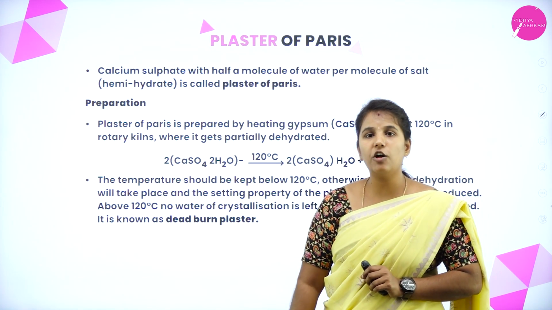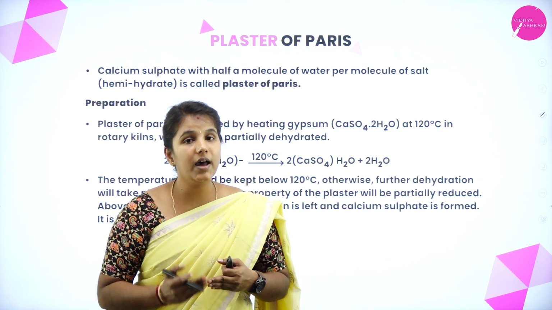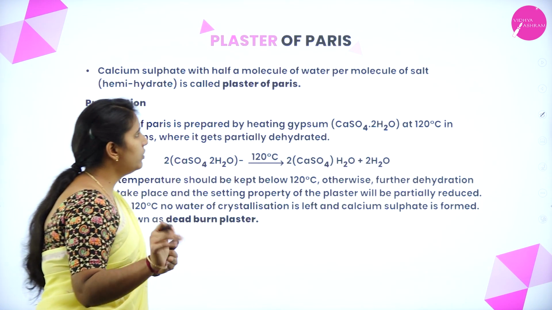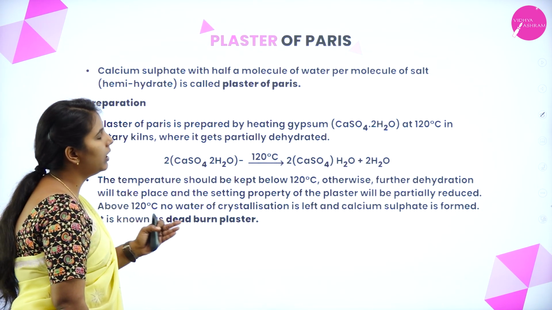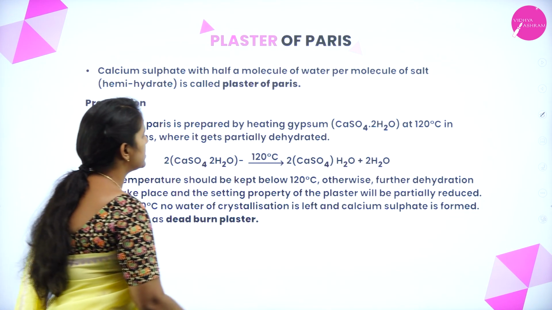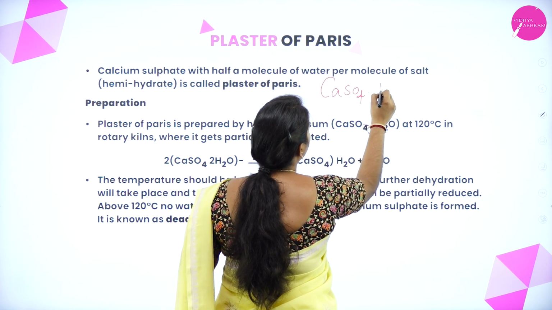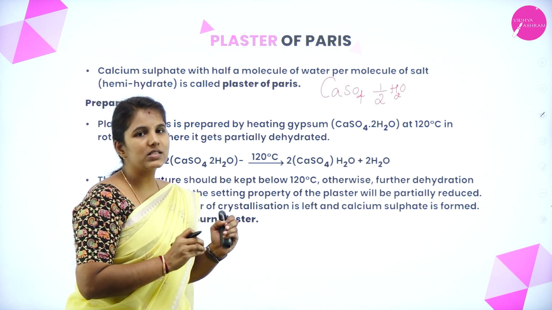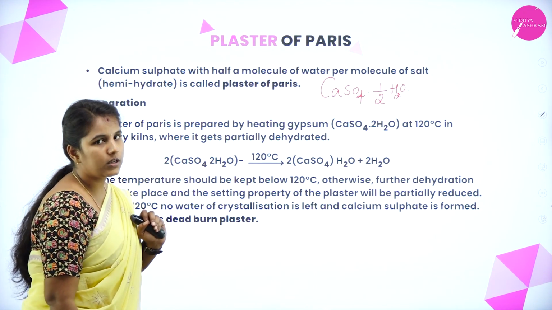Next is plaster of Paris. So we know that plaster of Paris is another important compound of calcium. Is that right? So how to name this plaster of Paris? Calcium sulfate with half a molecule of water per molecule of the salt is known as plaster of Paris, and that can be written as calcium sulfate dot half water. This is the formula for plaster of Paris, which is also known as what? Calcium sulfate half water.